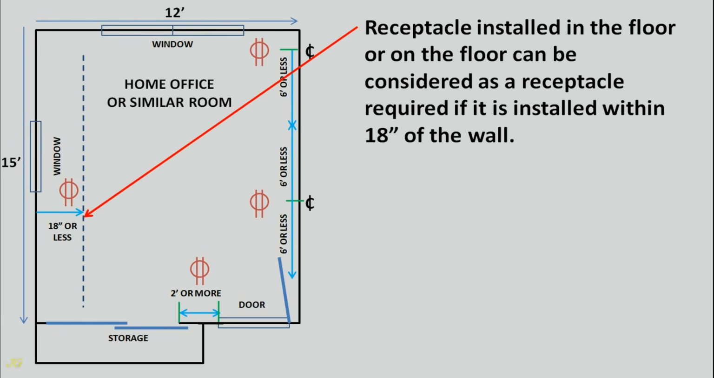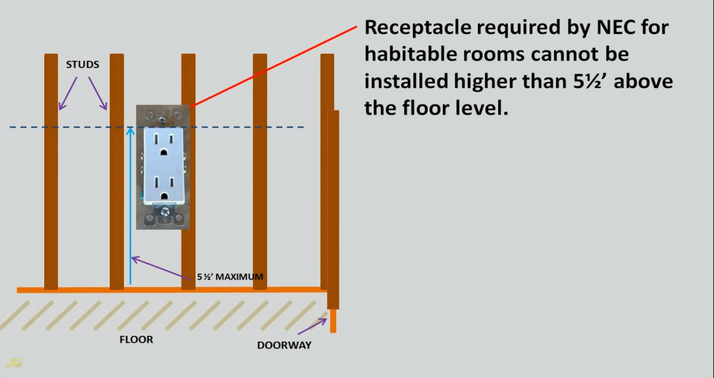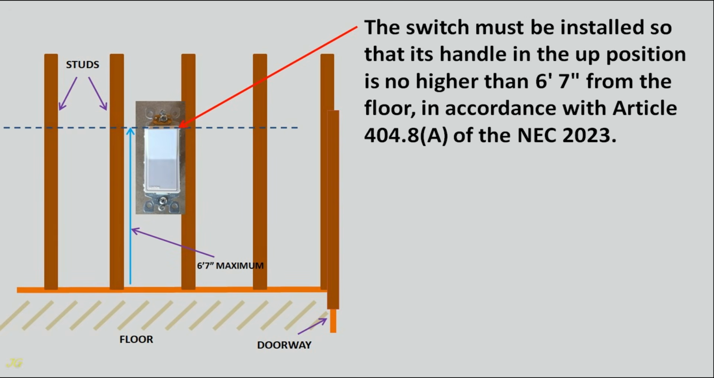A receptacle installed in the floor or on the floor can be considered as a required receptacle if it is installed within 18 inches of the wall. Receptacles required by the NEC for habitable rooms cannot be installed higher than 5.5 feet above the floor level. The switch must be installed so that its handle in the up position is no higher than 6 feet 7 inches from the floor, in accordance with Article 404.8(A) of the NEC 2023.